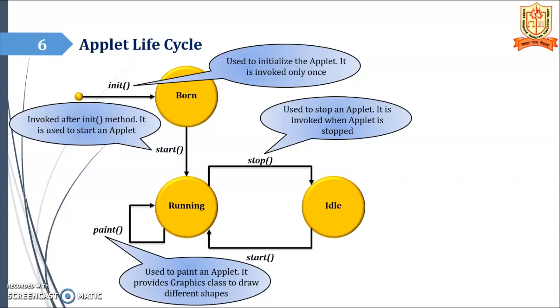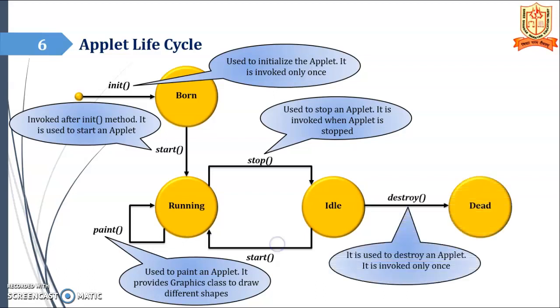If you want to display some data or refresh the applet, we have to use the paint method. It uses the Graphics class to draw different shapes and different text. From idle state, it can go to the dead state through the destroy method. Similar to the init method, the destroy method is only invoked once. So once your applet goes to the dead state, there is no coming back.